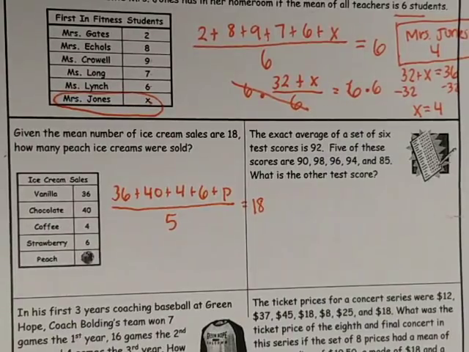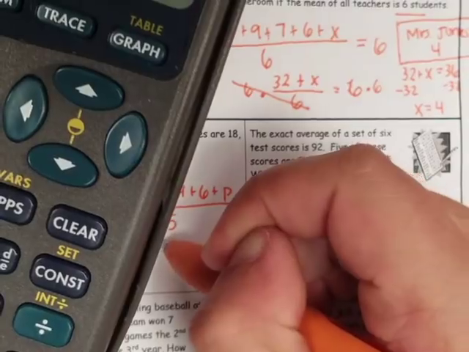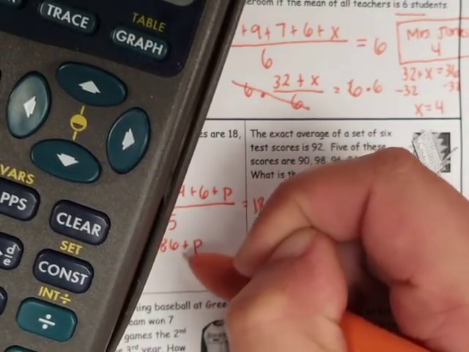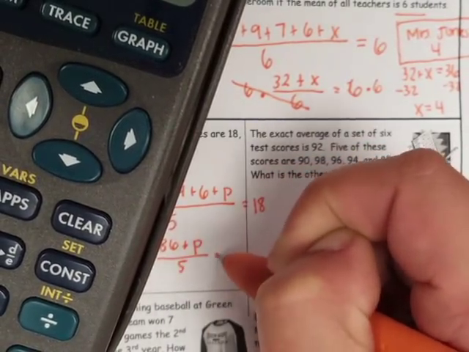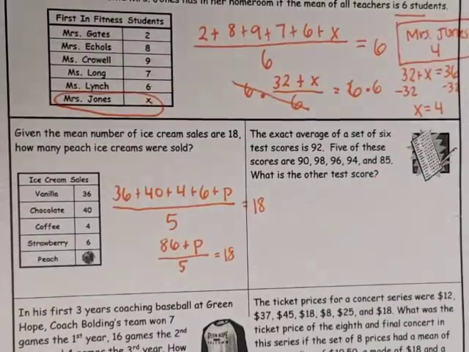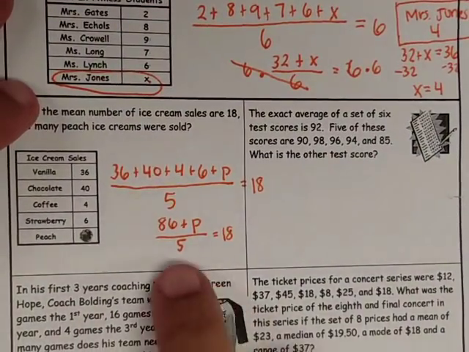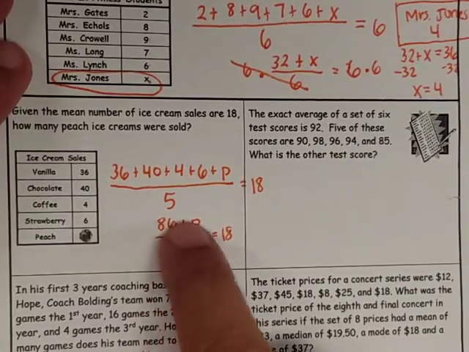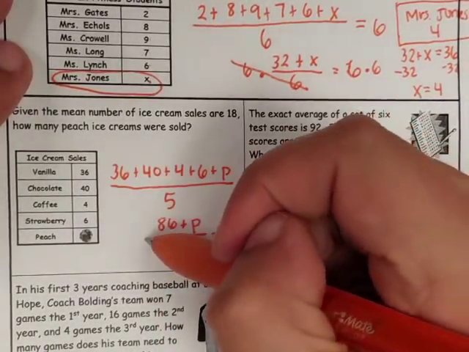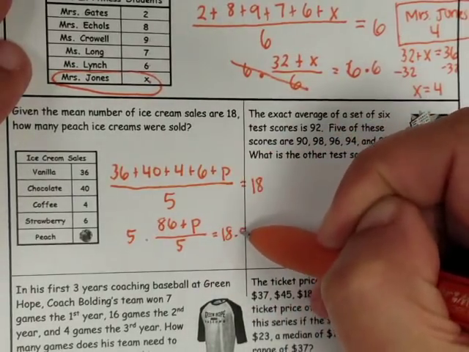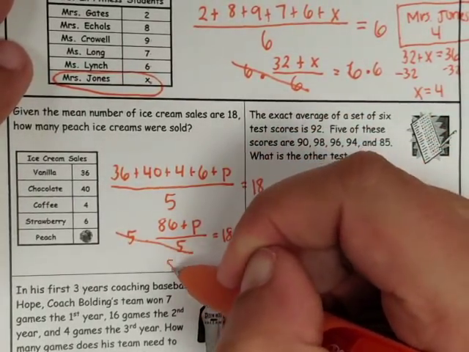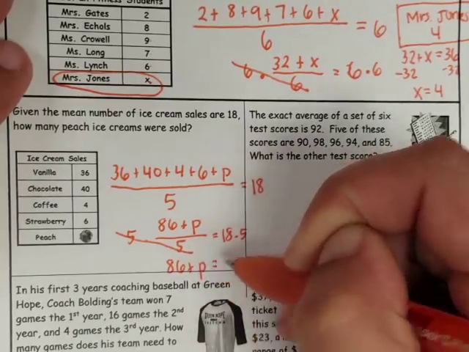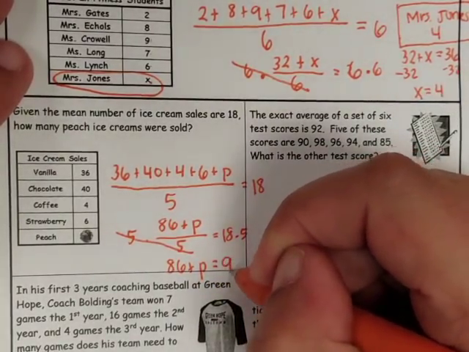So let's simplify our numerator. So 36 plus 40 plus 4 plus 6 is 86. So 86 plus what, divided by 5, gives me 18. Well, I know that inverse operations tells me to get rid of the divide by 5 first, because that's weaker than this grouping up here. So let's multiply by 5 on both sides. And so 86 plus P is equal to 90.